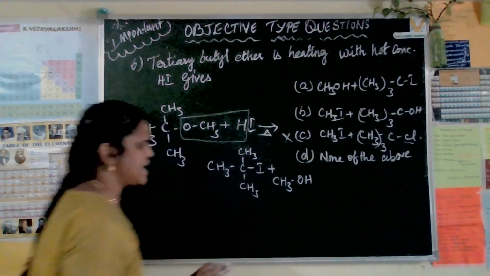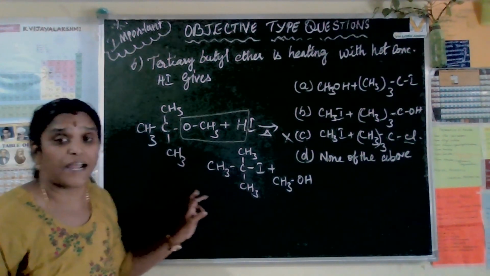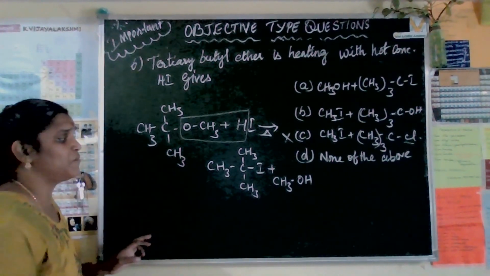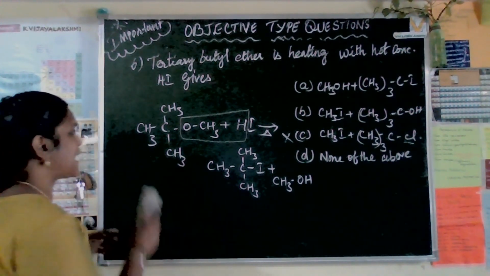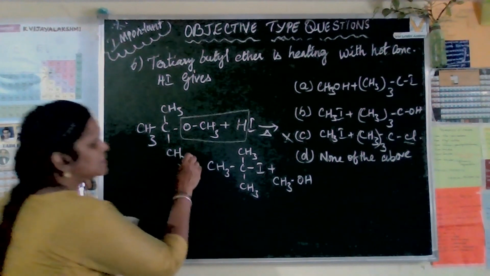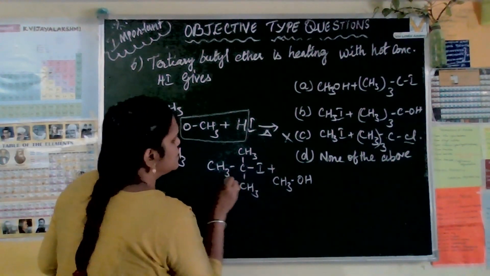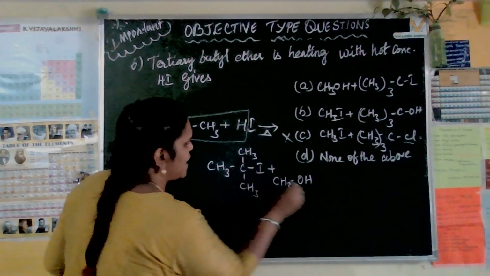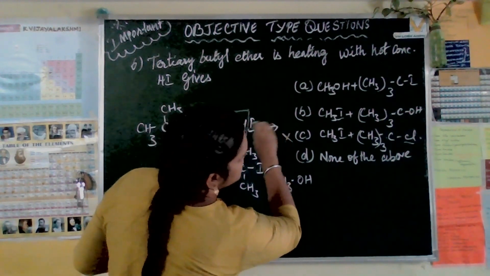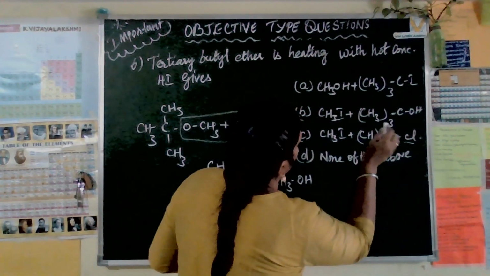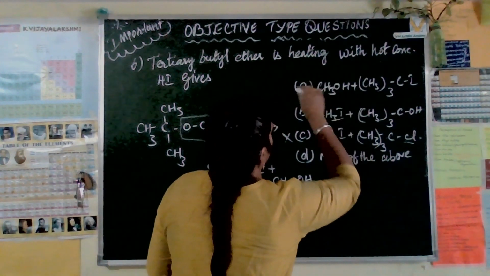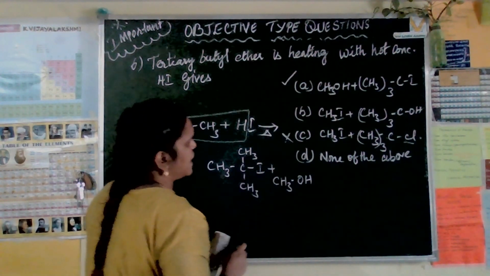This is only the answer. Let us go and find out in the mechanism way. I think that will be more relevant. Yes, this is what it is. This option, which is tertiary butyl iodide and methyl alcohol, option A, it is correct.